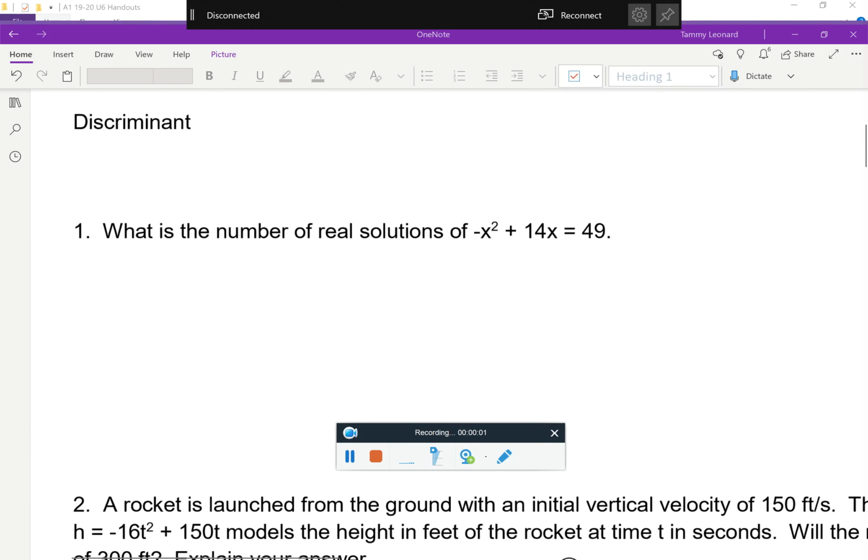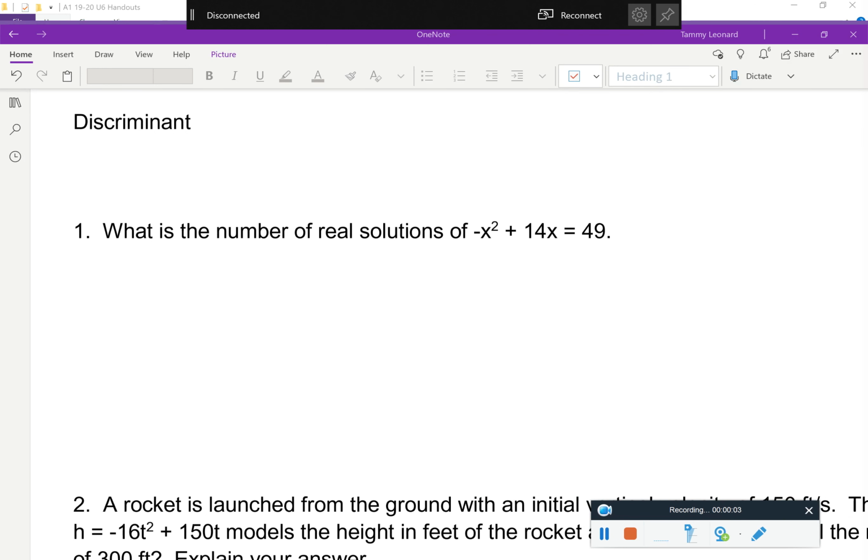All right, we're going to start with the discriminant. Quick show of hands. If you've heard of the quadratic formula before, raise your hand. All right, if you've heard of completing the square before you did the lesson for me, raise your hand. Okay, that's more people than I would have expected, actually.